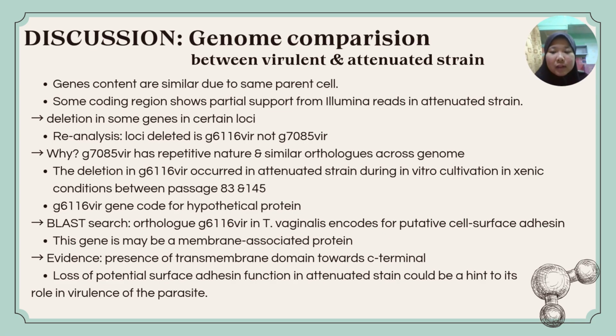Reanalysis using PCR reveals that the locus deleted is G6116 virulence and not G7085 virulence. The reason behind this is that G7085 virulence has a repetitive nature and similar paralogs across the genome. The deletion in G6116 virulence occurred in the attenuated strain during in vitro cultivation in xenic conditions between passages 83 and 145. The next thing we found is that the G6116 gene encodes a hypothetical protein.